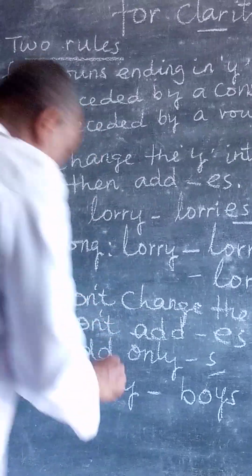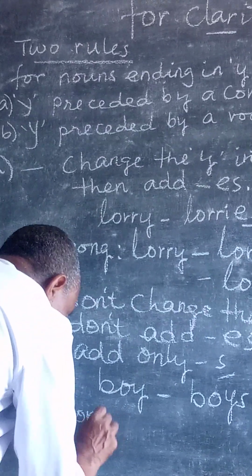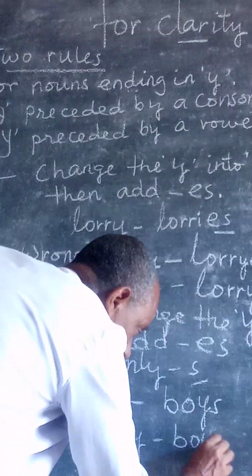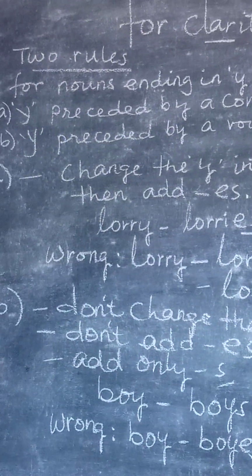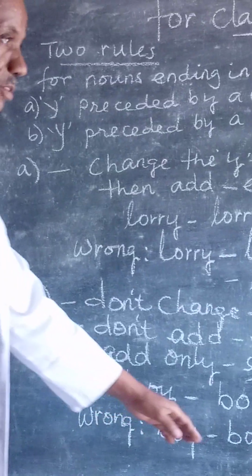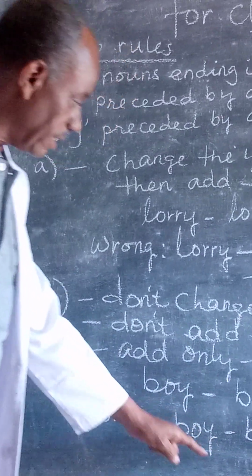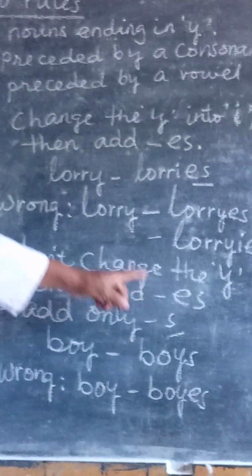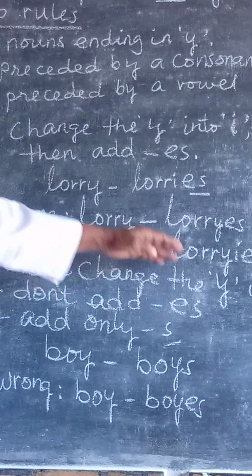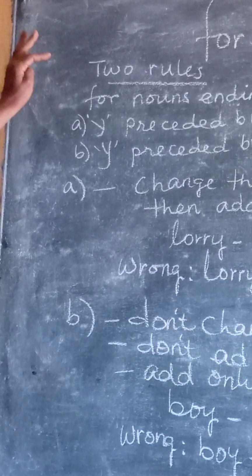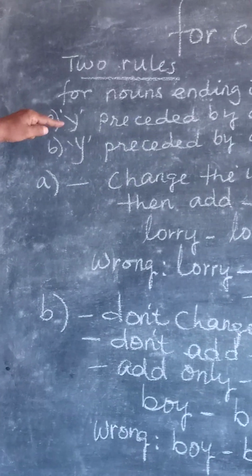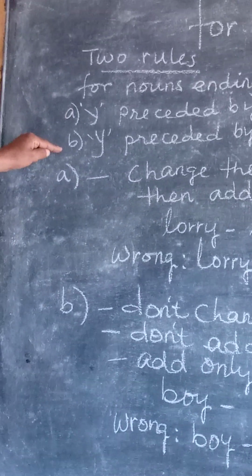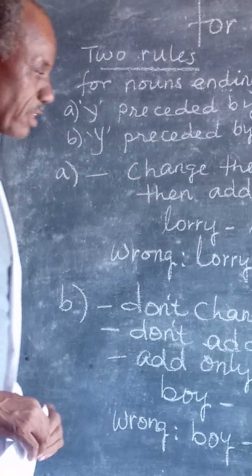Don't add ES. This is wrong. Boyes is wrong. Don't make this construction. In grammar, this has to be observed as wrong. And the right rule for the plural formation of nouns ending in Y is according to rule A and rule B. So this is what it is.